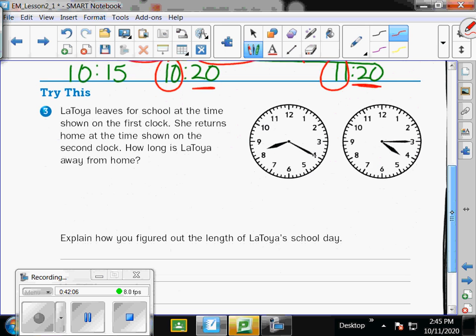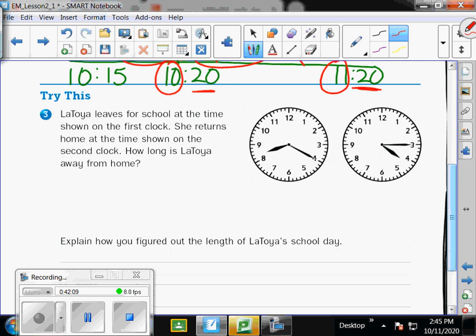All right, let's try this. It says Latoya leaves for school at the time shown on the first clock. She returns home at the time shown on the second clock. How long is Latoya away from home? So let's write down our times first. Look at the little hand first. That little hand is a little bit past the 8. Remember, when I'm little hand, I'm just going to choose the little number if I'm in between. Remember, when I'm little, I don't have to worry about the dots in between. Big hand, count by 5. So 5, 10, 15, 20. So first clock is 8:20.